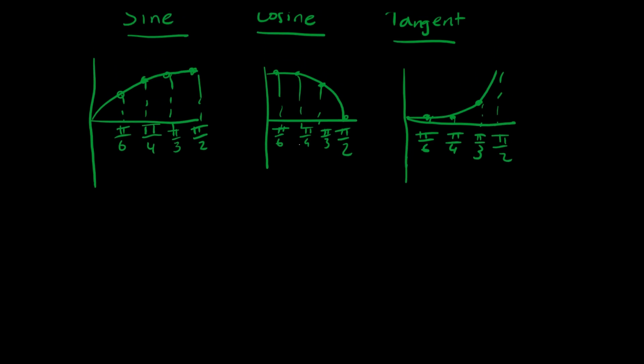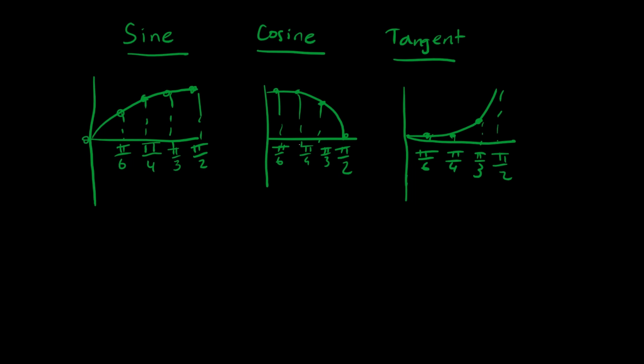Now notice that sine of 0 is 0, cosine of 0 is 1, and tan of 0 is 0. And likewise, sine of pi by 2 is 1, cosine of pi by 2 is 0, and tangent of pi by 2 is undefined.